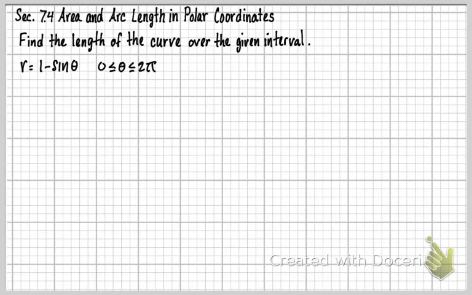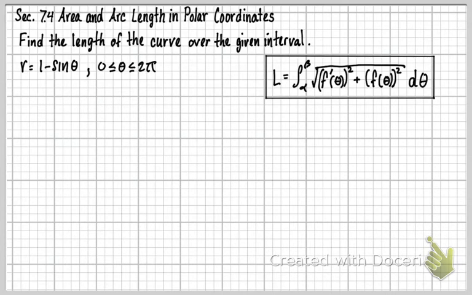So let's use our new arc length formula. It says find the length of the curve over the given interval. So my r equals 1 minus sine theta, and this is going to be from 0 to 2 pi. So if you guys remember the formula, there's our formula.